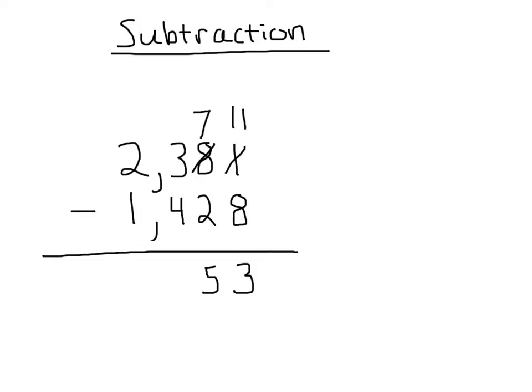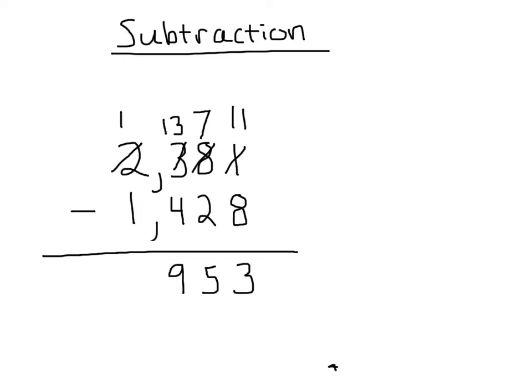Cannot do 3 minus 4, so I'm going to go to my thousands place, take one of those away. Leaves me with 1 left. And I'm going to go to my hundreds place. I'm going to add those 10 hundreds to that 3 hundreds, and I'm going to have 13. I will do 13 minus 4, and that is 9. Then I'll do 1 minus 1, and that is 0. So our answer is 953.